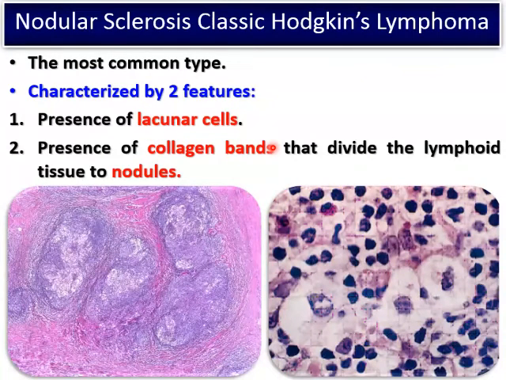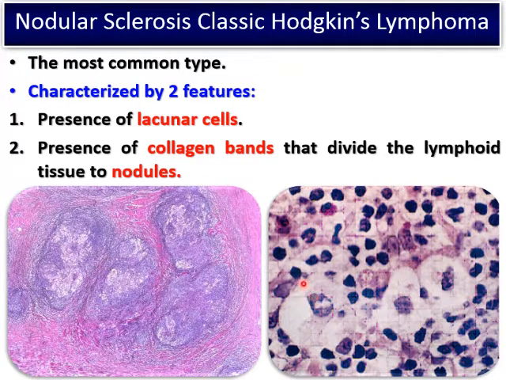First variant of classic Hodgkin lymphoma is nodular sclerosis. Nodular sclerosis is the most common type of classic Hodgkin lymphoma, characterized by presence of two features: presence of classic RS cells and presence of lacunar cell. Lacunar cell is a characteristic variant that is present in nodular sclerosis, characterized by presence of lacuna around the nucleus of the RS cell.